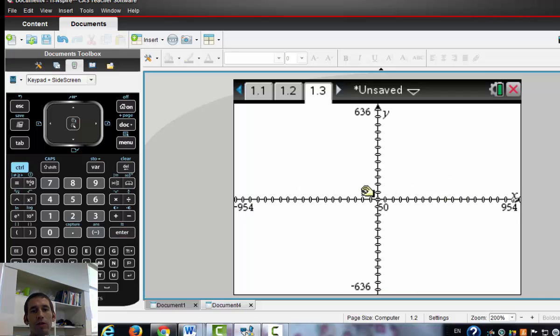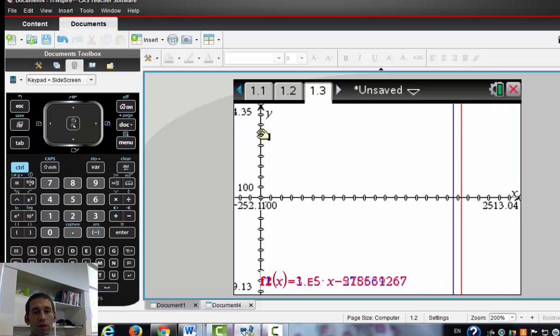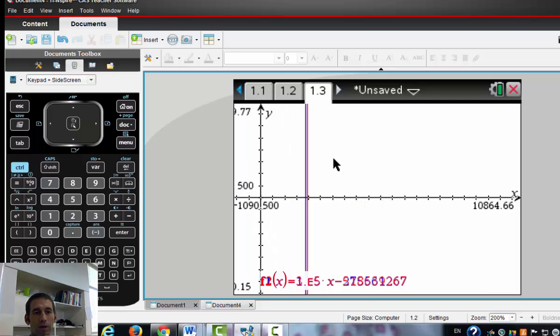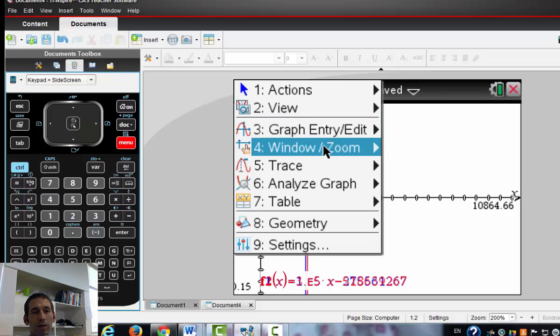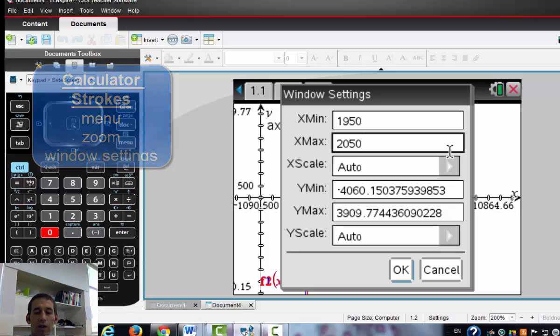Now, I can do this a couple ways. I could make this smaller and smaller and smaller until I find them both. It looks like I kind of found them both there, but I think there's a better way. If I go to menu and to zoom and to window settings, I can make the window settings exactly what I want. So the lowest X value I want, this is like our domain that we were looking at before. Let's say we want to look at the year 1950 as the lowest, and the highest we can look at is 2050.